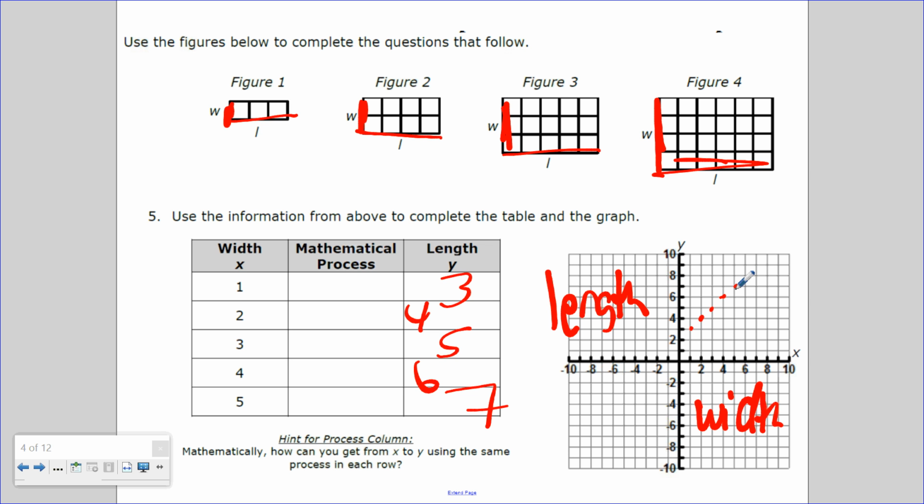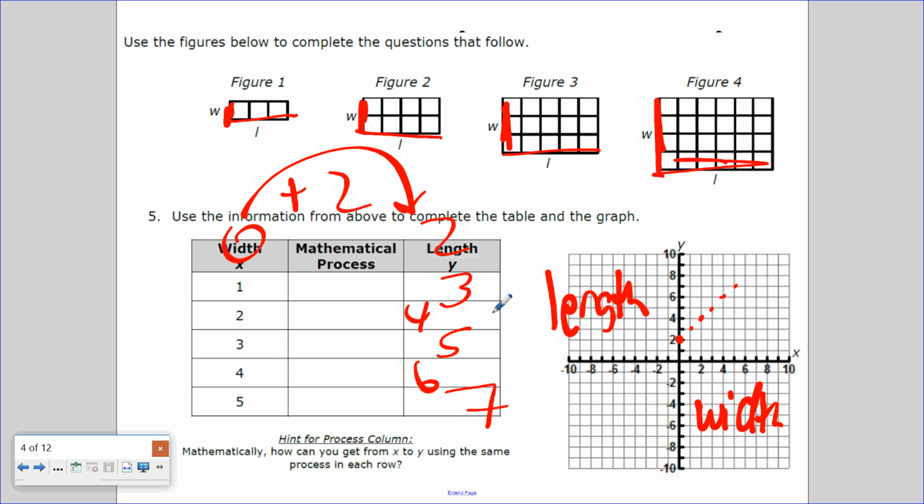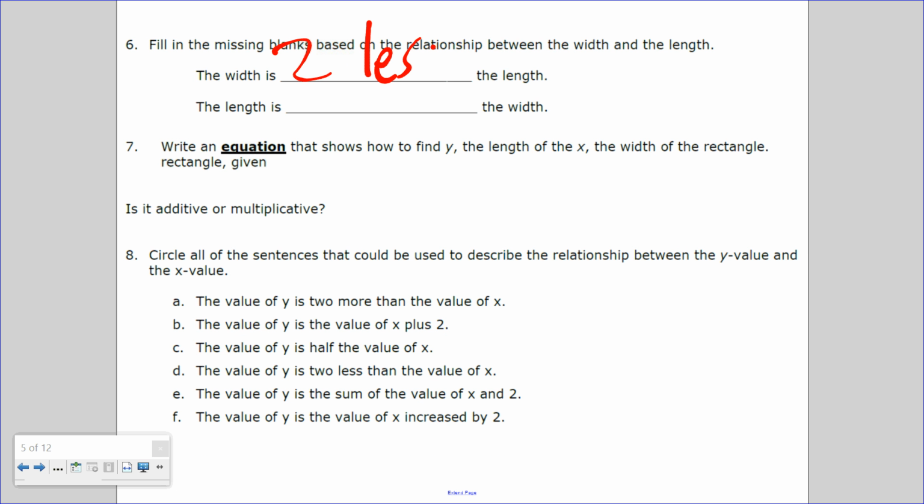So if the width is 0, then it has to be 2 right there. What's the relationship from here to here? Is it multiplying? 1 times 3, 2 times, no. It's adding plus 2. So the width is smaller than the length, but how much smaller? 5 is less than 7. 4 is less than 6. It's 2 less than the length. So the length must be 2 more than the width.